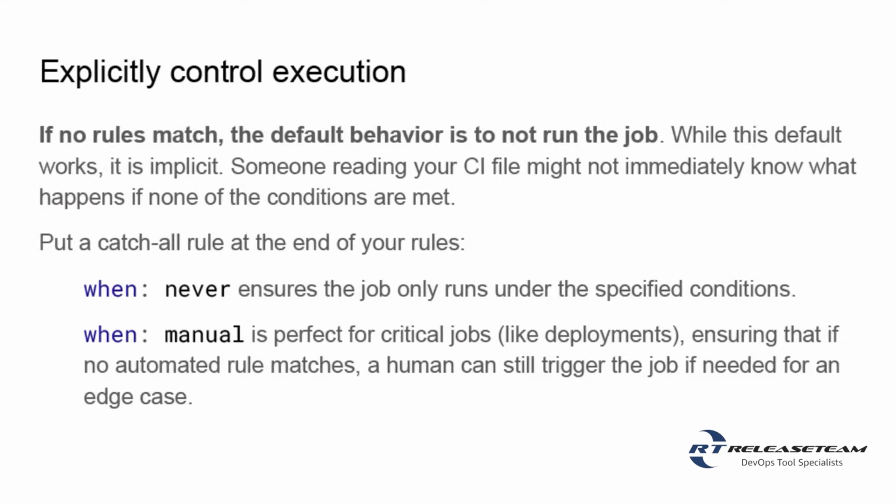If your goal is to enable development teams to manage their own CI pipelines, which is a good thing, realize that developers don't have the same level of GitLab expertise. If no rules match, the default behavior is not to run the job, but this isn't always understood. Put an explicit unconditional rule at the end of the list of rules as a catch-all to clearly describe your intention.